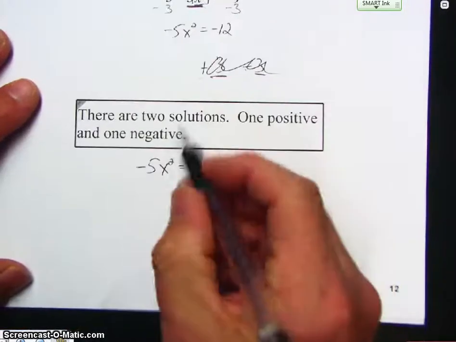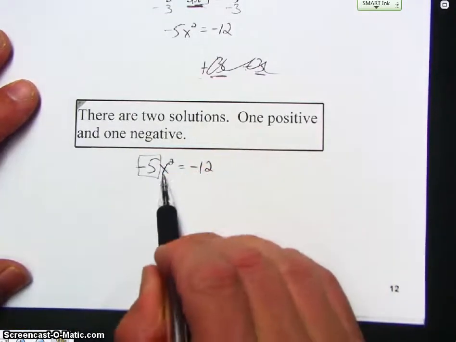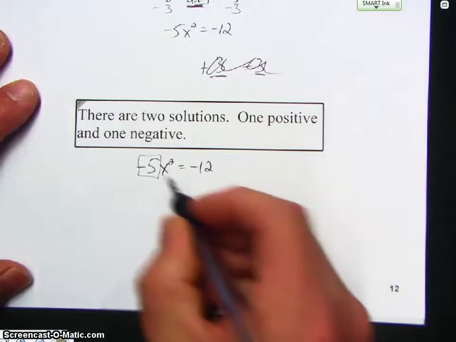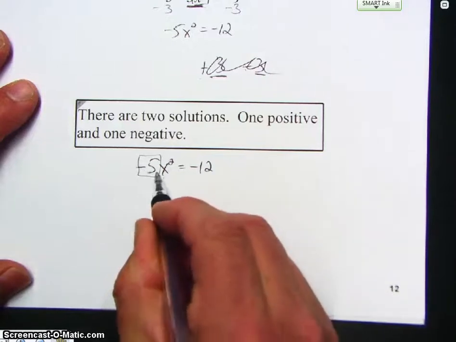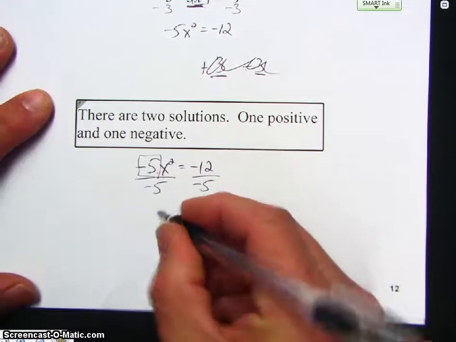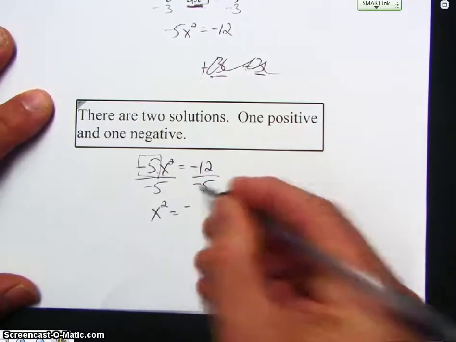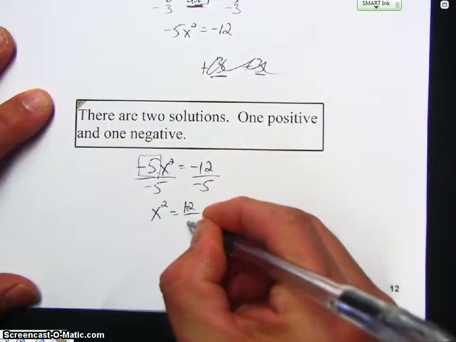Now, the next step is I have to get rid of this, because I want the x squared, the variable in the square, by itself. So this is negative 5 times x squared, so that means I've got to divide both sides by negative 5. Negative divided by negative is positive, so you can just write it as 12 over 5.